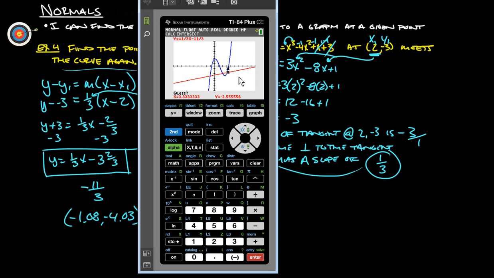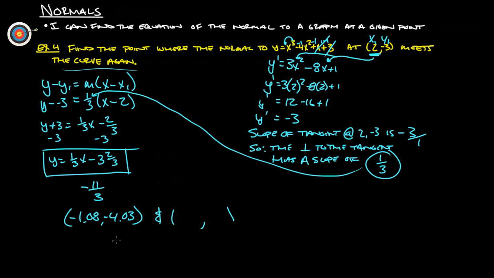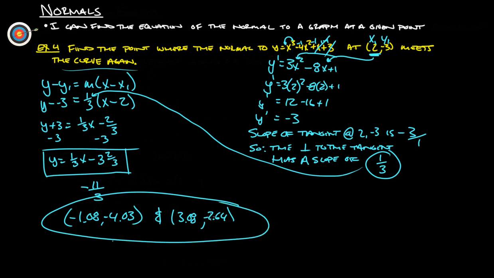So first curve, yep. Second curve, yep. Guess, sure. And it's going to give us an answer of positive 3.08 and negative 2.64. And those are the other 2 points where the normal meets this curve again.